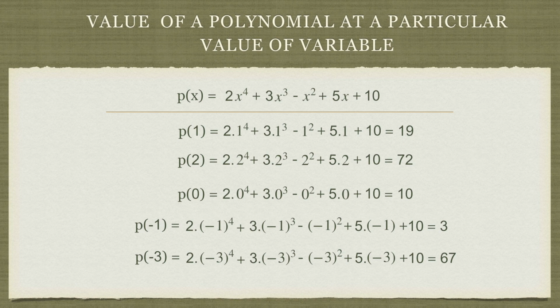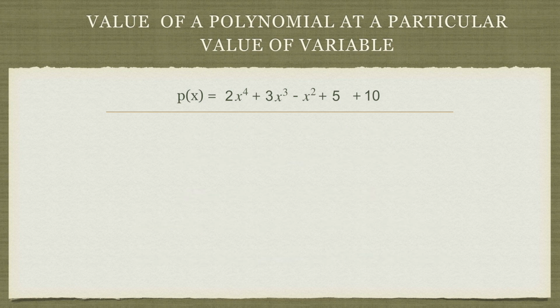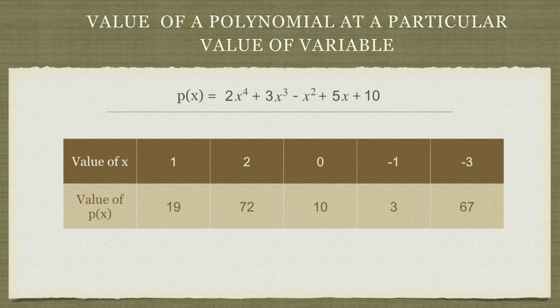Now, sometimes, and we will see this in the next few videos, when we find out the value of the polynomial at different values of the variable, we can write them in a more compact form as something like this. Here we have a simple table with 2 rows. The first row represents the value of the variable, which is the value of x, and the second row represents the value of the polynomial, which is the value of p(x).